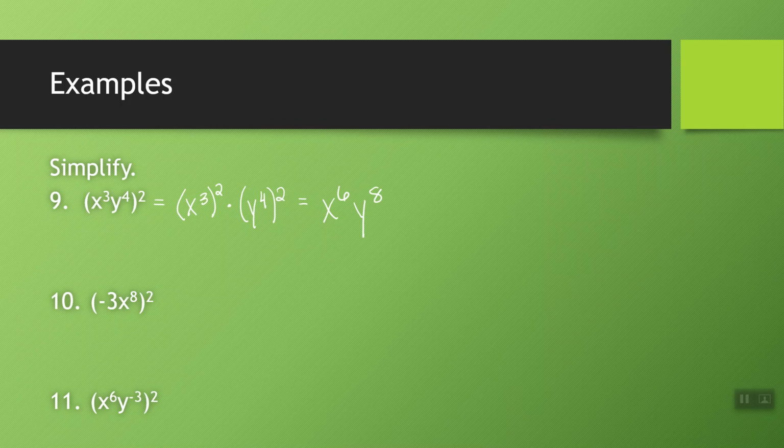Number 10, we have negative 3, x to the 8th, all being squared. So we're squaring negative 3, be careful with your signs, and we are squaring x to the 8th. Negative 3 times negative 3 is 9. X to the 8th to the 2nd, there's your power to a power, that's x to the 16th. We multiply 8 times 2.